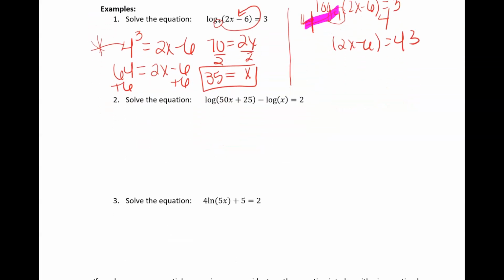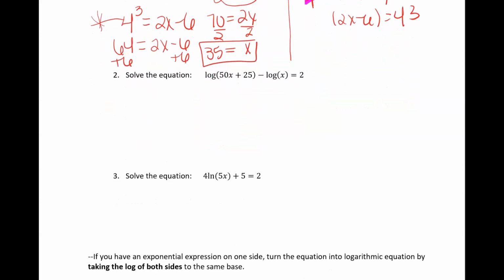Let's look at the next one. It says log of 50x plus 25 minus log x is equal to 2. So the first thing I'm going to do is I'm going to condense first. And so I'm going to say, okay, well, subtraction is division, so that would be log of 50x plus 25 all over x is equal to 2.